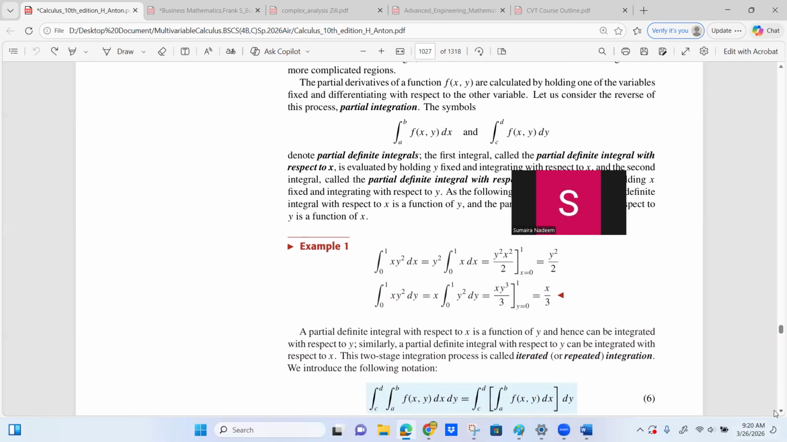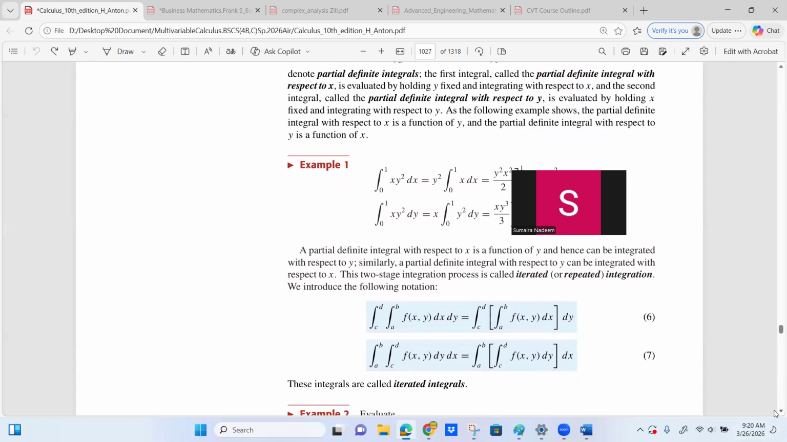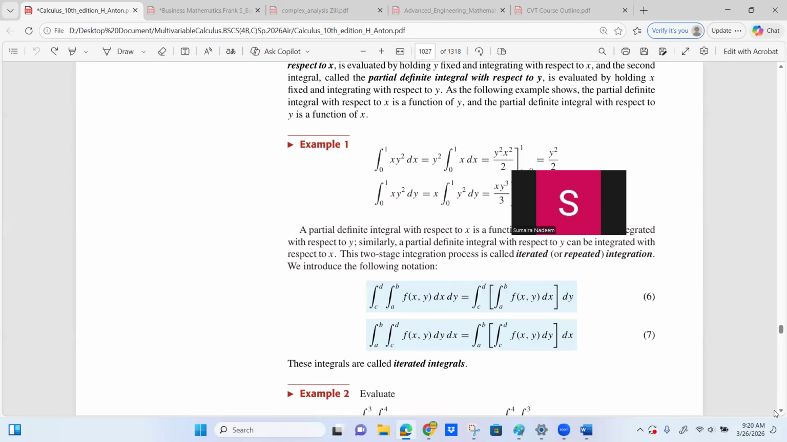Now I will discuss iterated, repeated integration. The iterated integral is shown like this way, with two limits, a to b and c to d, of f of x, y. The a to b limit is for dx, and the c to d limit is for dy. After combining dx dy, it is equal to dA.